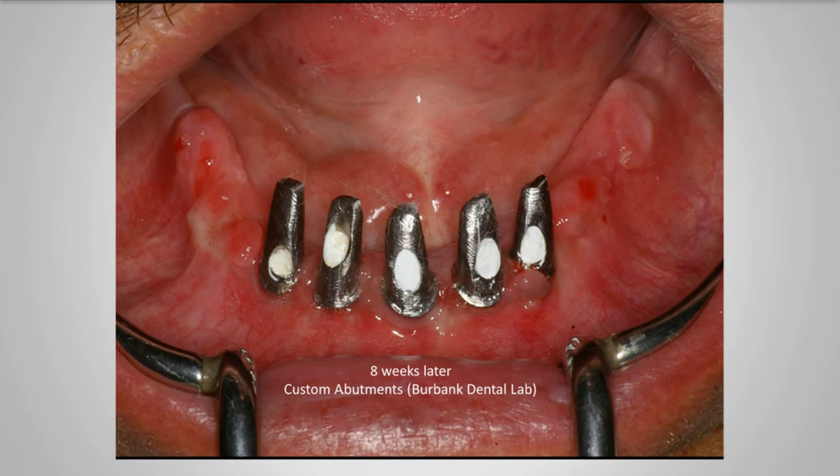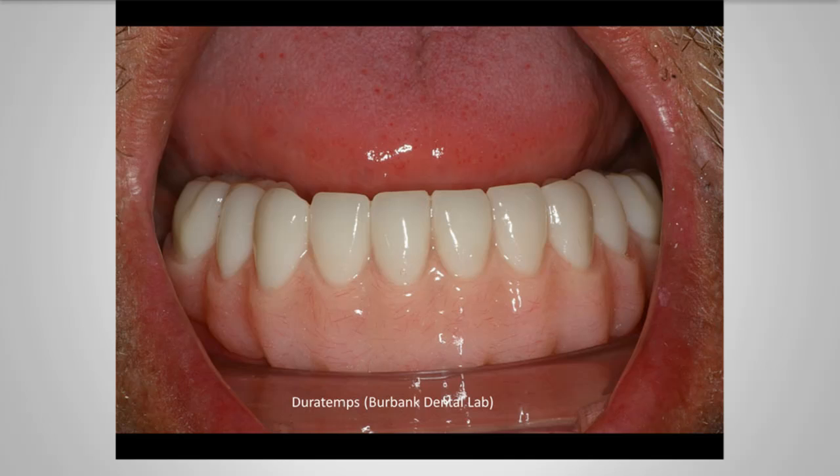Eight weeks later, we take a look and we have the custom abutments from Burbank Dental Lab. Now, our anterior-posterior spread from these implants is not the most ideal because the patient did not have posterior teeth, and we did not want to go distal to the mental foramina because of the undercuts and because of the nerve. So our goal is to do a cantilever type bridge, very similar to the type that are talked about in Misch's book, Contemporary Implant Dentistry, 3rd volume.